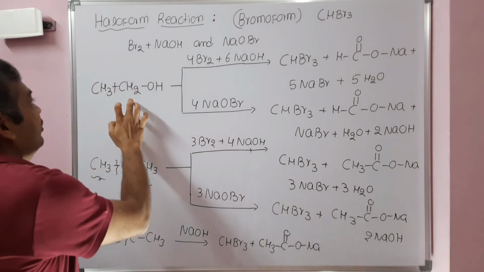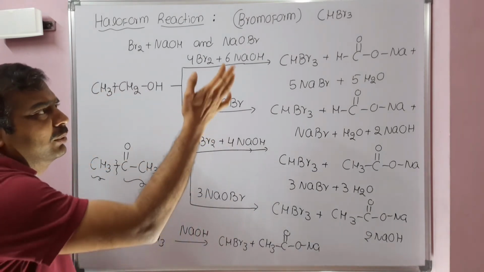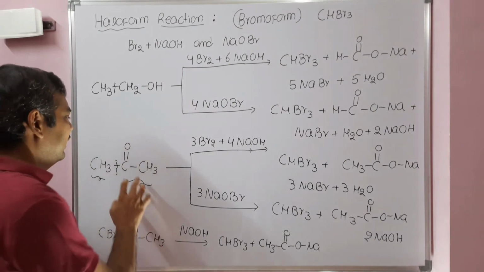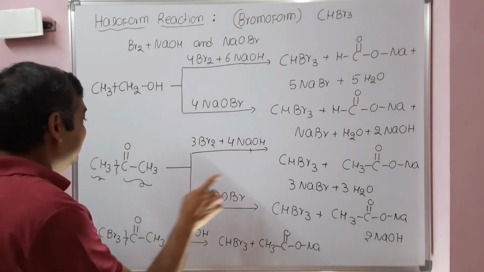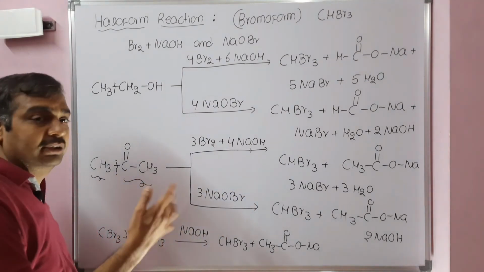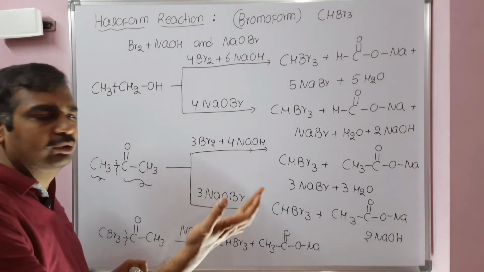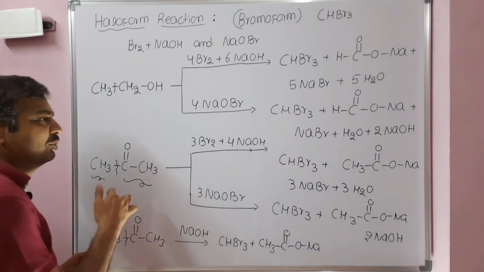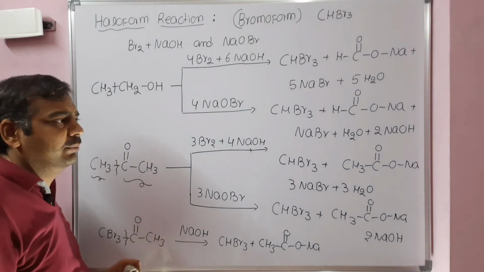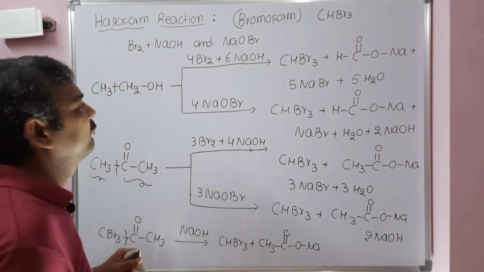In case of 2 carbons, there is no problem, sodium formate will be obtained. In case of 3 carbons, sodium acetate. If the length increases, we need to be very careful which compound will give CHBr3 and which will give sodium formate. Always the CH3 group will give the haloform, and the other carbon chain will give you the salt form.